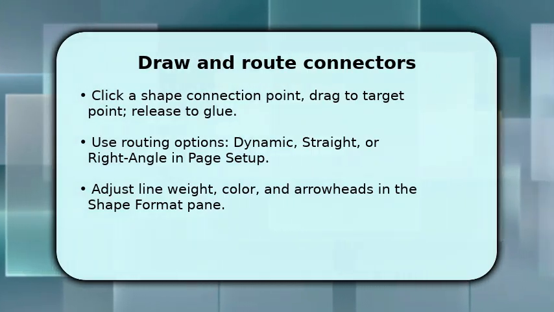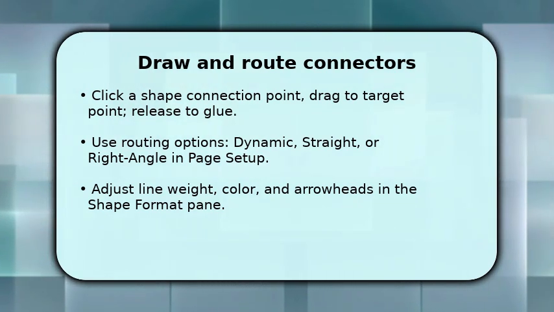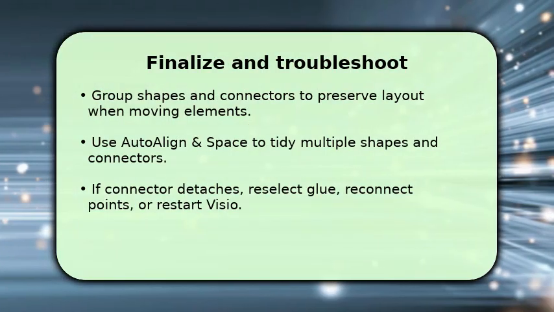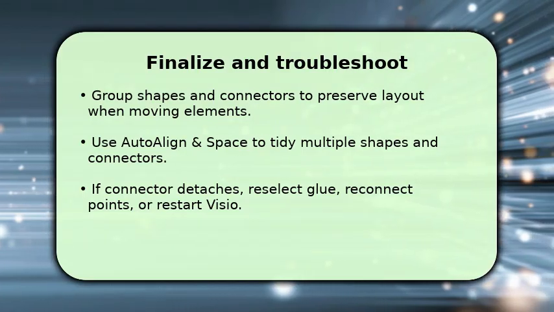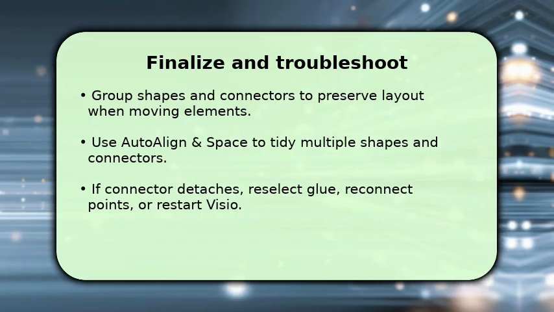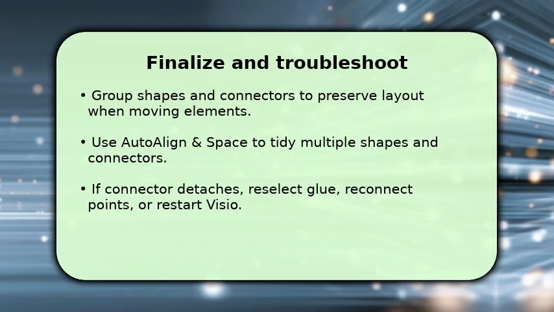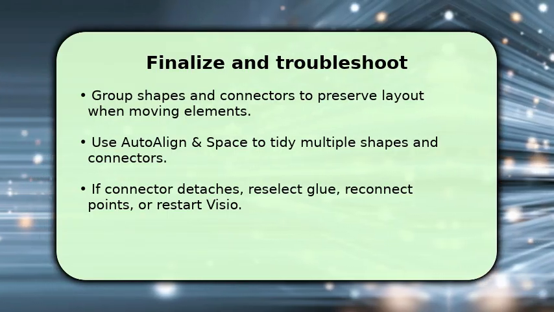You finalize by grouping related shapes and connectors so the layout holds when you move things. This prevents accidental disconnection. Once grouped, use auto-align and space to tidy spacing and ensure consistent connector routing across the diagram. If a connector detaches, first verify glue and snapping are enabled, then reconnect to the correct connection points.